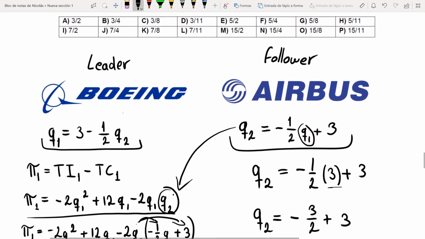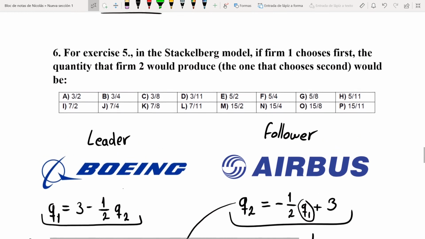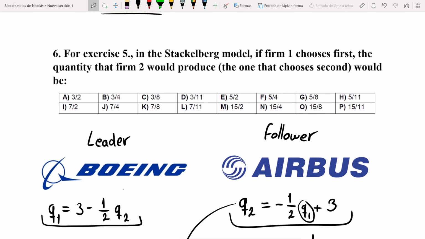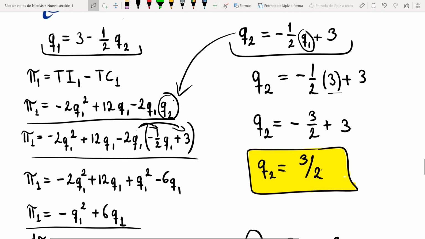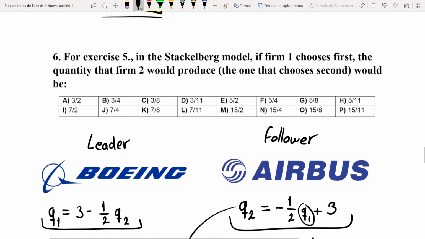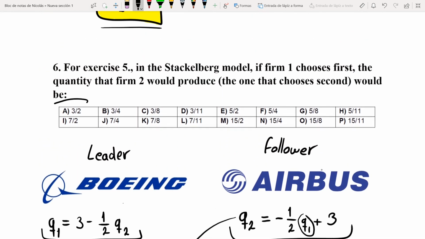And so we know that if they ask us for the quantity that firm 2 would produce as the follower, we know that firm 2 as the follower will be producing 3 halves or 1.5. And so we know that the answer for this question is A, 3 halves.